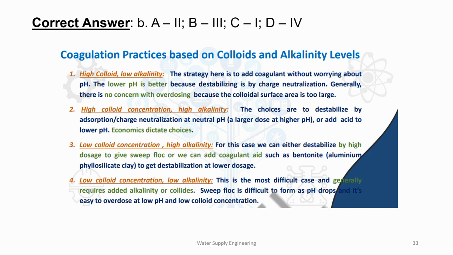And the fourth state is low colloid concentration and low alkalinity. So this is the most difficult case. Here we need to add alkalinity or colloids, because with both low colloid and low alkalinity, the sweep floc formation will be difficult. So at low pH, overdosage issue also can happen because the colloidal concentration is very low here. So this is the critical condition, low colloid and low alkalinity.